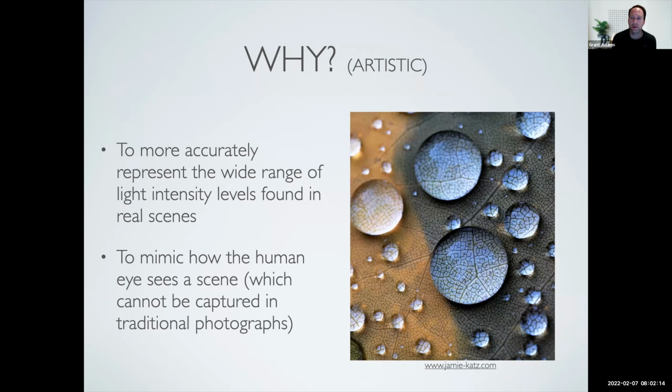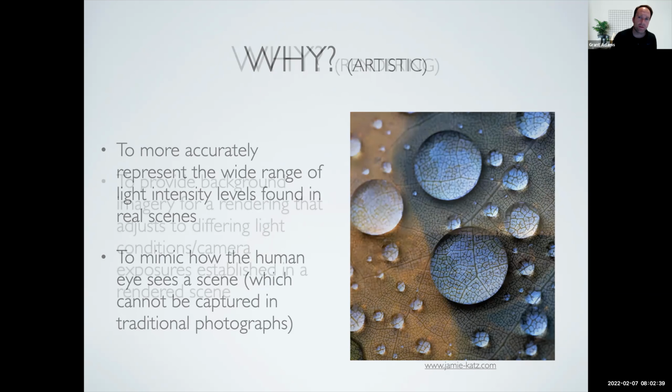So why do we even care? Why am I even talking about high dynamic range photography? Well, first off, it's a more accurate way of representing the wide range of light found in a particular scene. So you can more accurately represent what it looks like to be in a particular space. We're basically mimicking how the eye sees a particular scene. And we're doing that through a process called tone mapping in Photoshop.